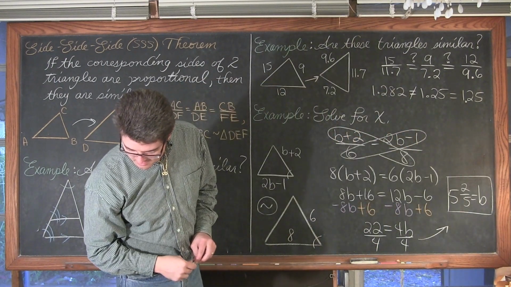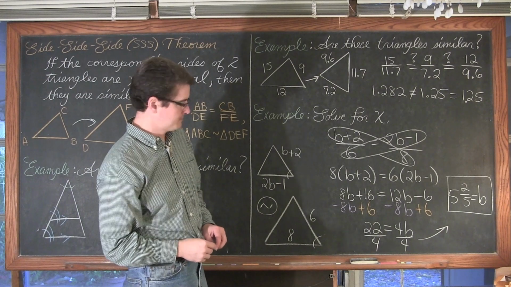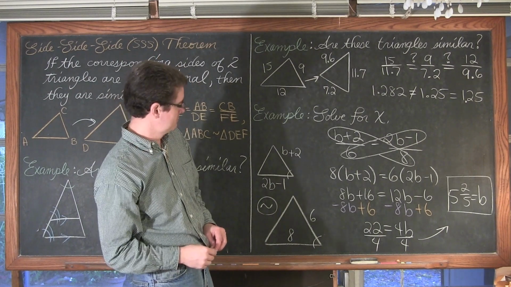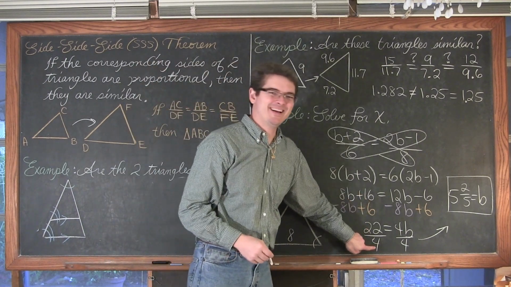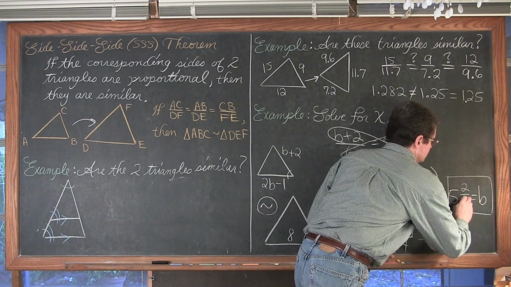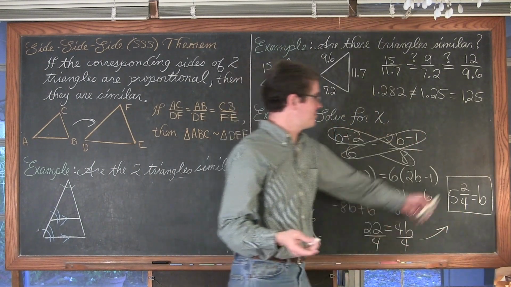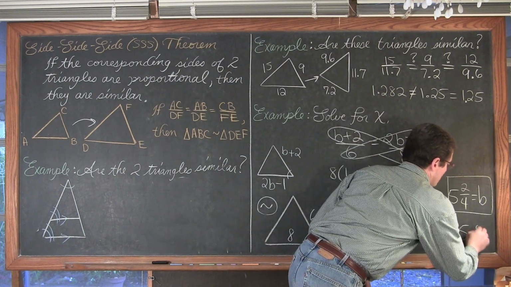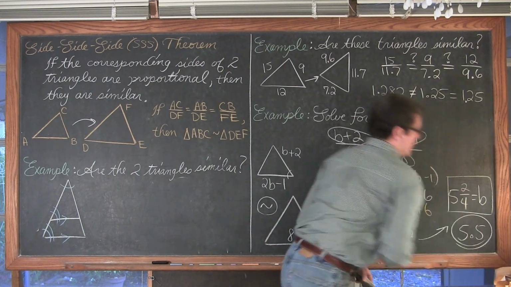Let me check. Excuse me, I divided by 4. Okay, so 2 divided by 4 is 1/2. So our final answer is 5.5 for our answer of b.